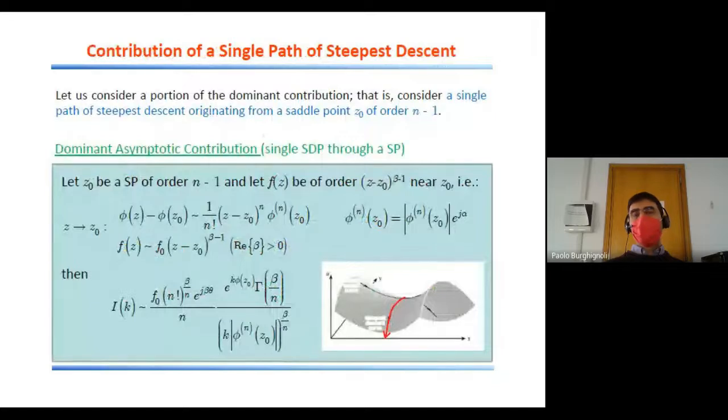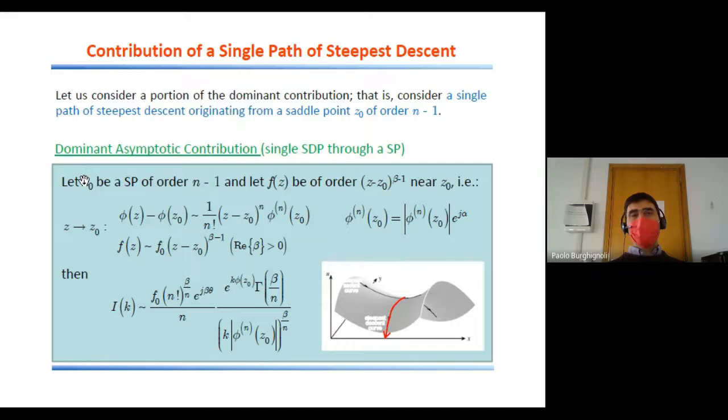Now, let us observe, first of all, what is typically the dominant contribution. That is, let us assume to have a saddle point of order capital N, and let us examine the contribution of a single steepest descent path. So the path in red here that originates from the saddle point and goes all the way down in the fastest possible way along this valley, in this mountain-like representation of the function u.